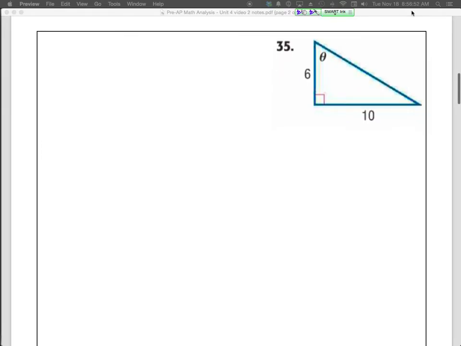All right, 35. I've got my angle I'm looking for, and they have given me two sides. So what do I want to do first? You want to figure out what sides you're dealing with, like is it the hypotenuse, adjacent, all that. Very good. So what two sides am I dealing with here? The opposite one and the adjacent.